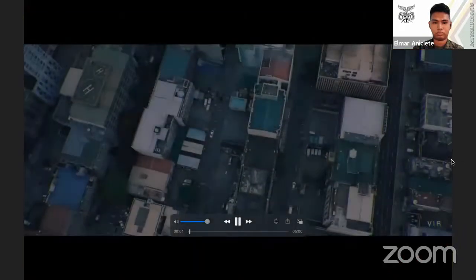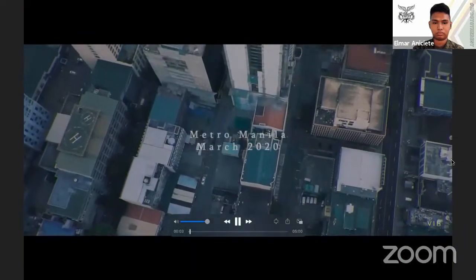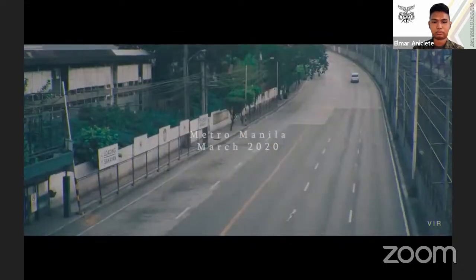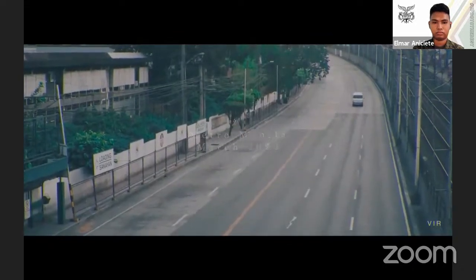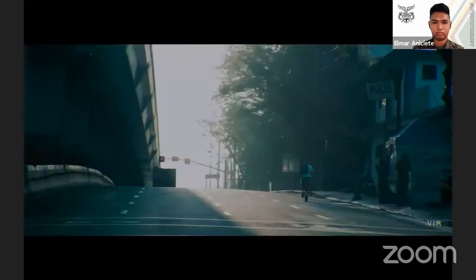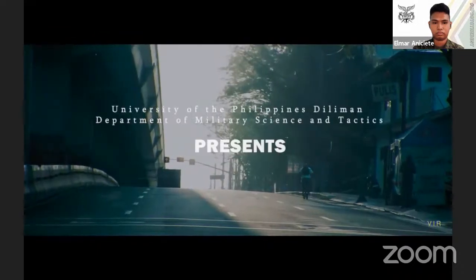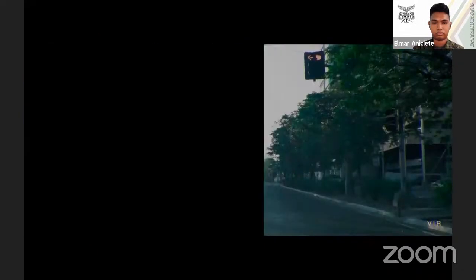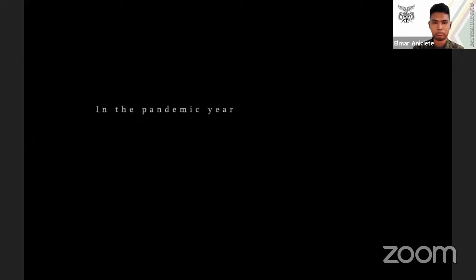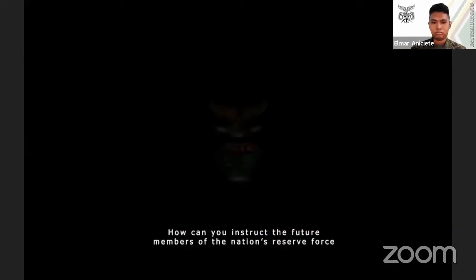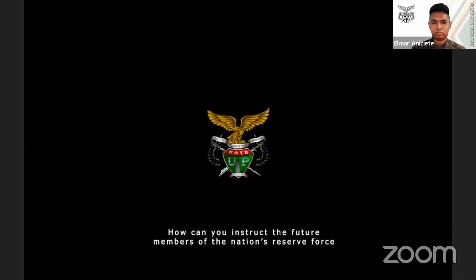Sa bansa ay 552. Samantalang may 704 na naitalang negatibo sa COVID-19. Schools remain closed until August 24th because of the COVID-19 scare. And even then, things are not going to be the same. There will be How no can you instruct the future members of the nation's reserve force in virtual space?